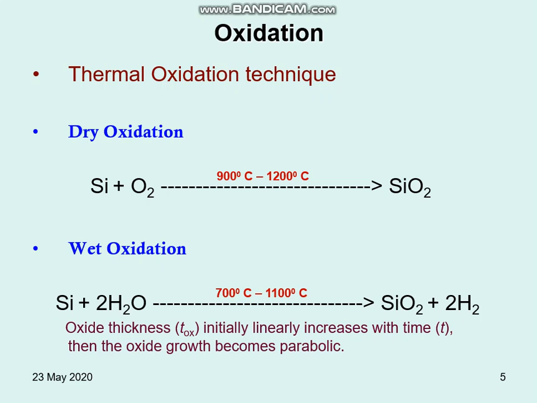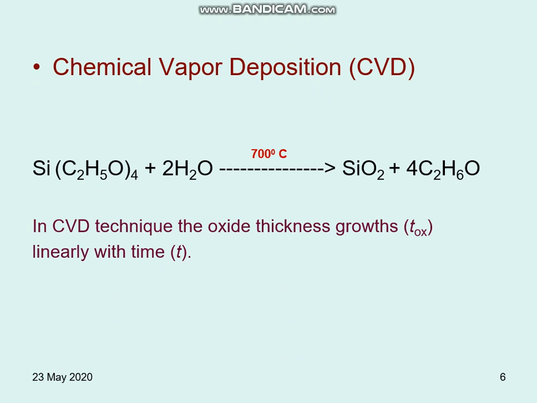So that dielectric material is basically used as the oxide. We call it oxide thickness, that is T-ox. Initially it increases linearly with time, then the oxide growth becomes parabolic. So it depends upon the linear growth of the oxide thickness with time. It depends upon the dielectric materials also. Now coming back to that procedure, by means of which that can be achieved.